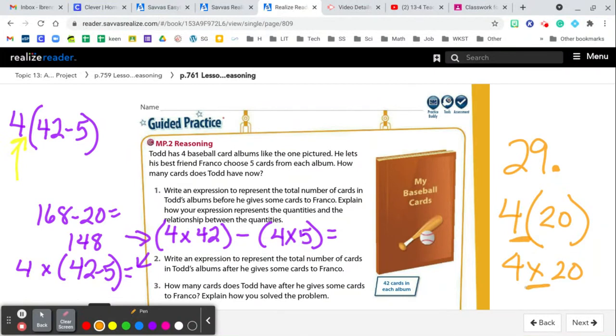How many cards does Todd have after he gives some cards to Franco? Explain how you solve the problem. And again, then we can solve our problem. 4 times 42 minus 5 equals 4 times 37, which equals 148. And there's your reasoning. Good luck.